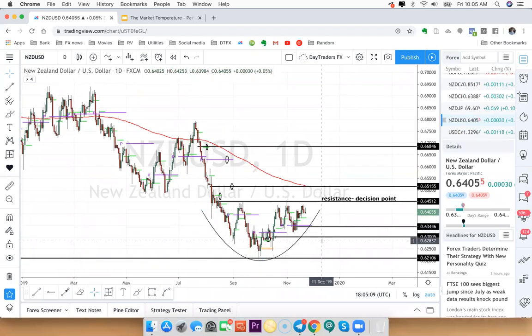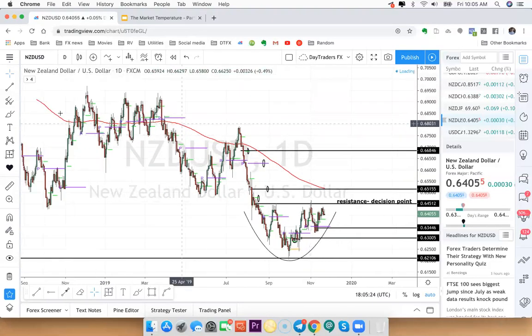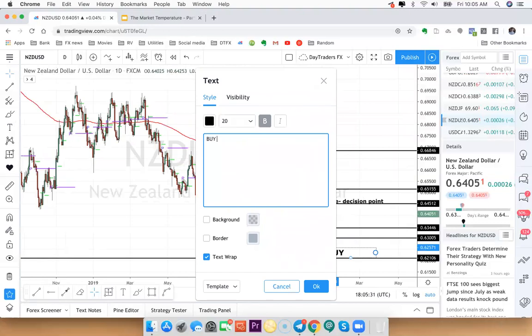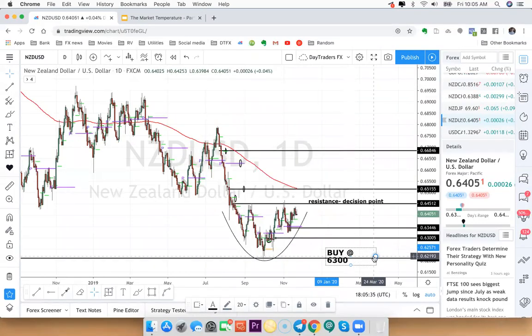We can say, whoop, we're wrong about it. But if we can get into this thing at 6,300 and have 100 pips worth of risk with 600 or 700 pips worth of profit potential, you think that's worth it? I think it's worth it. So New Zealand dollar, US dollar, 6,300. This is one I love. So I want to buy at 6,300 on this New Zealand dollar.